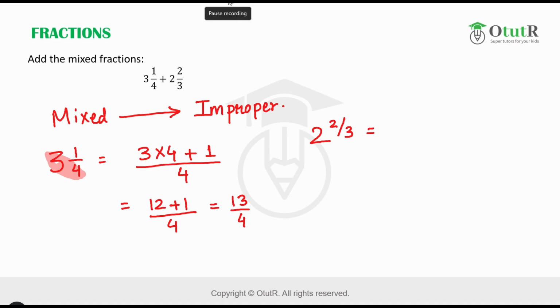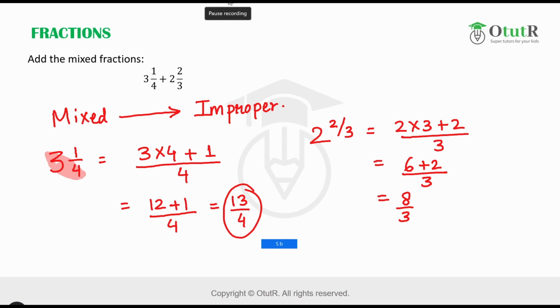Now for the next number, we are again going to do the same thing. So let's write it up. It's going to be 6 plus 2 whole over 3. Then it becomes 8 over 3. Okay, so now we have converted both our mixed fractions to improper fractions, right? After that, we are going to add them up. So we are going to add 13 over 4 plus 8 over 3.